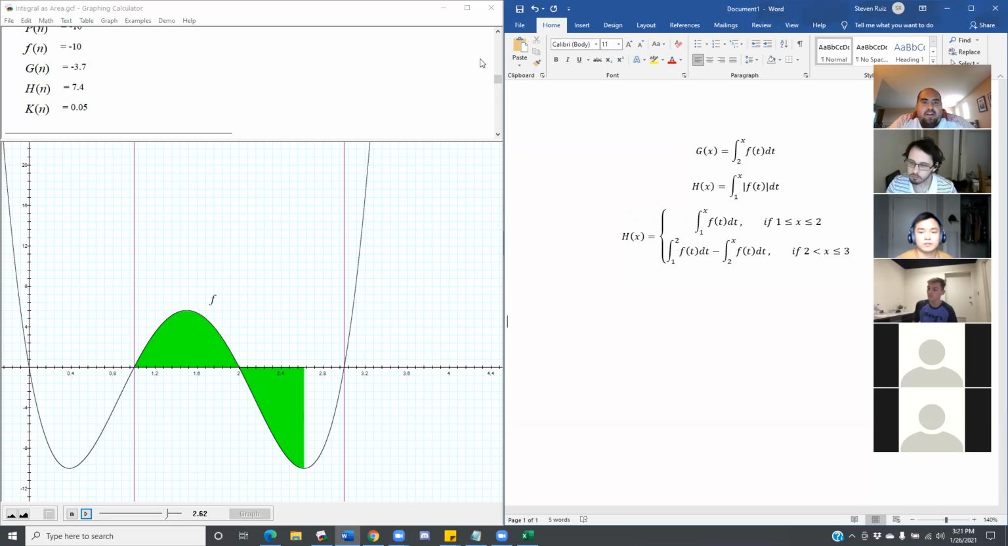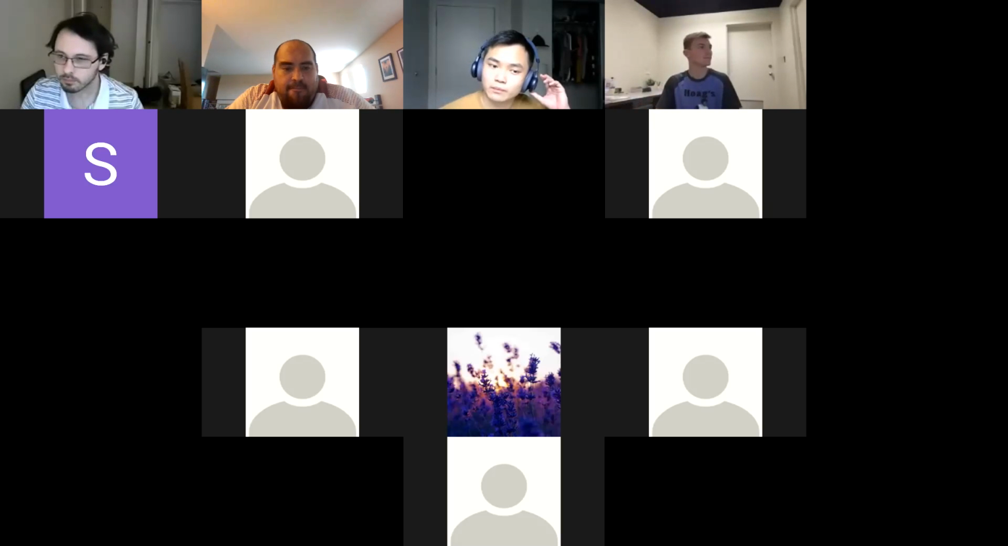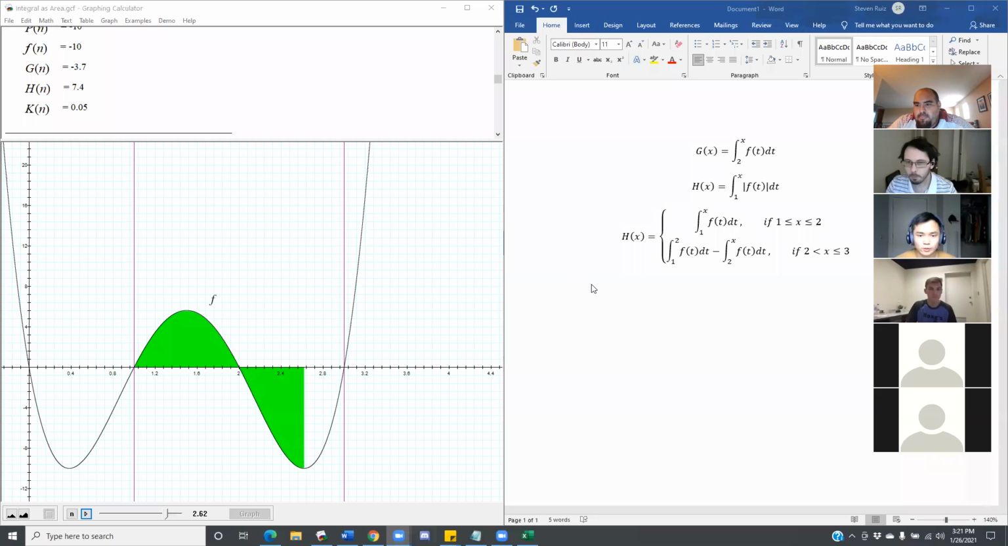All right, I'm going to go ahead and stop the sharing here. Yeah, so for the second part of that piecewise function, are we trying to show the net difference in area between the two regions, or are we just trying to show the negative area? That's a good question, and I'm glad you asked this.